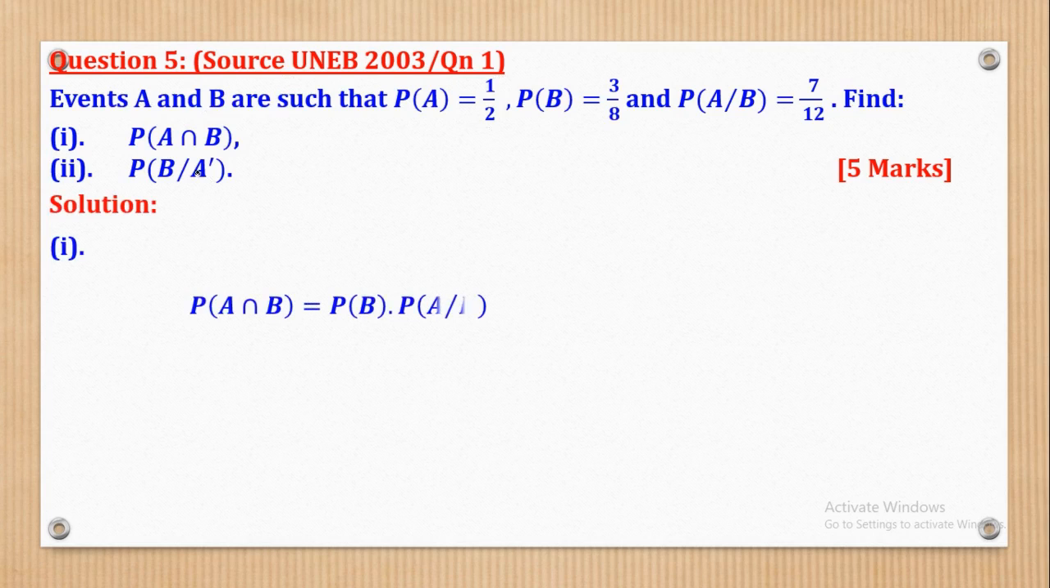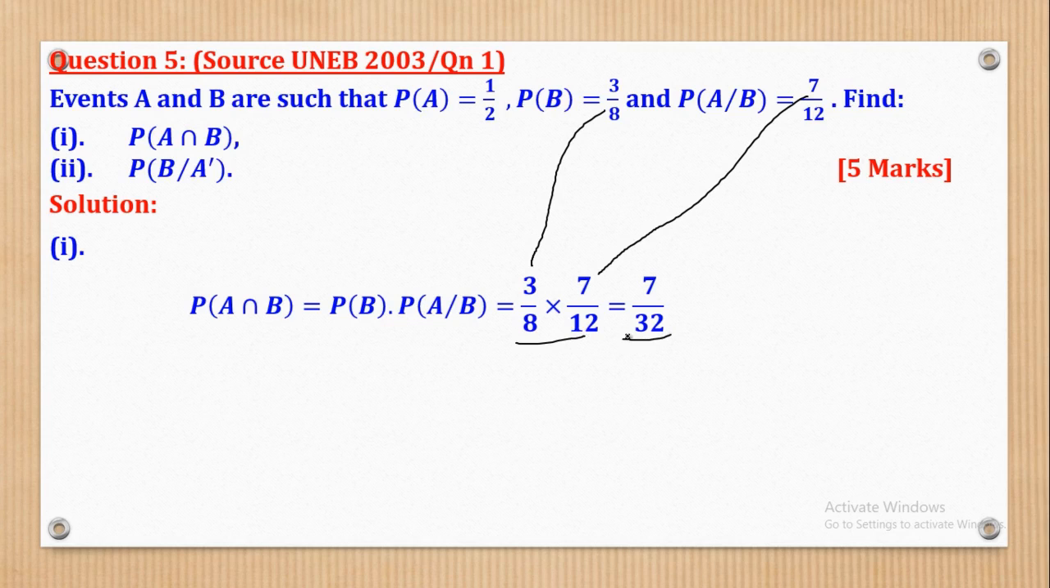For Roman 1 we shall say from Bayes' theorem, probability of A intersection B is equal to probability of B multiplied by probability of A given B. I think we realize that what has already occurred is what we put here, so always remember that. Now next is to substitute. Probability of B is here and probability of A given B is there. So when I multiply, I'll come up with 7/32. So now we shall go to Roman 2.